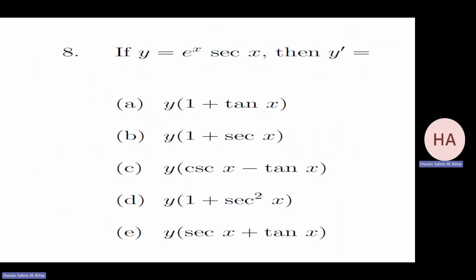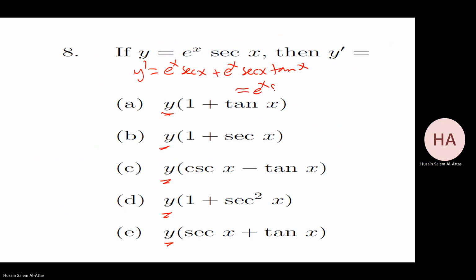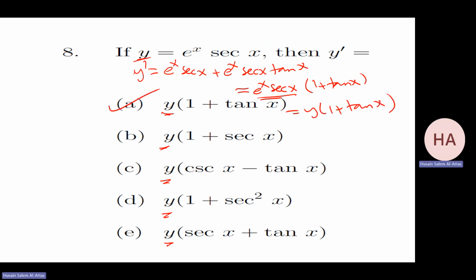It is y equals e to the power x times secant x. Find y prime, but notice I have y here, huh? There's y and x. It will be e^x secant x plus e^x times the derivative of secant, which is secant tan. Now I take e^x secant x as a common factor. What I have, but what is this? This is my y. So this is y times (1 plus tan x), which is this one.